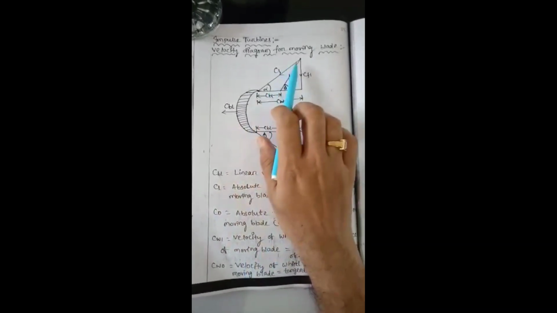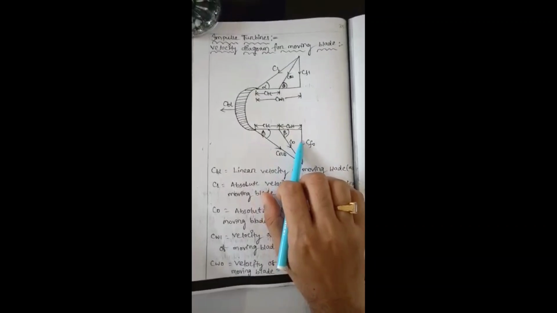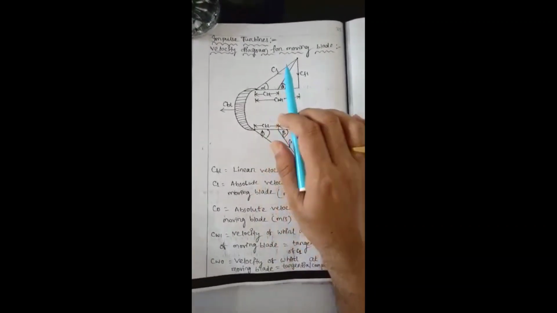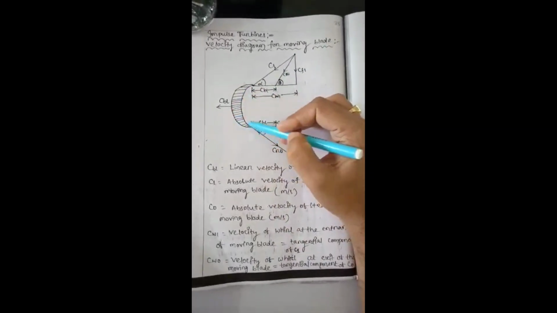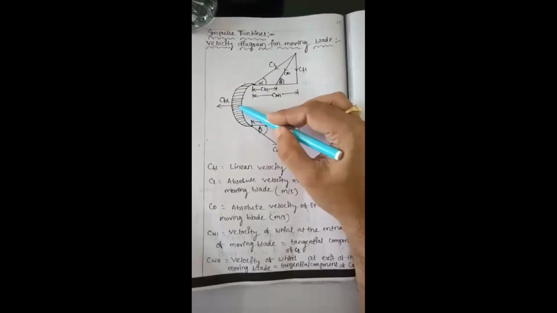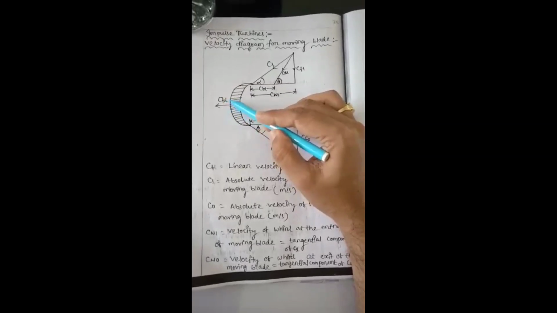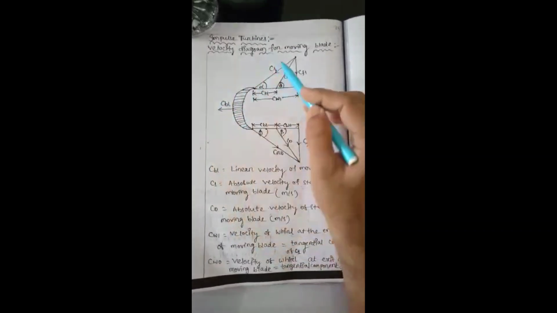So this is the inlet velocity diagram of the moving blade. This is the outlet velocity diagram of the moving blade. So let us come to know the different terms. This is the cross section of a steam turbine blade. It's moving with a velocity CBL, which is nothing but the linear velocity of the moving blade.